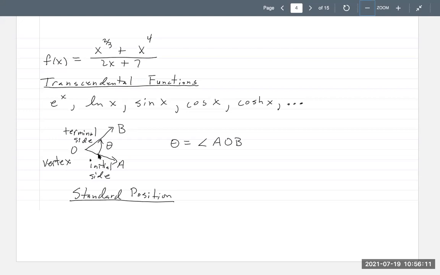I'll measure an angle starting at the initial side, ending at the terminal side. I'll denote this angle by theta. So theta is equal to the angle from A to B. It's the angle AOB.